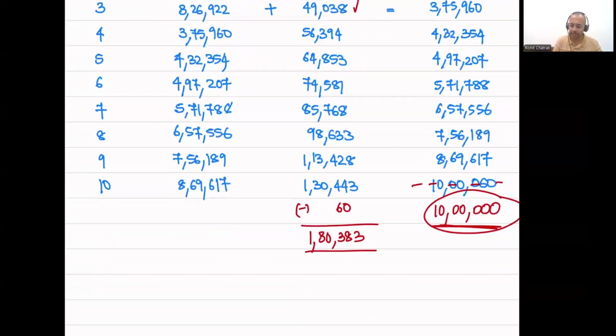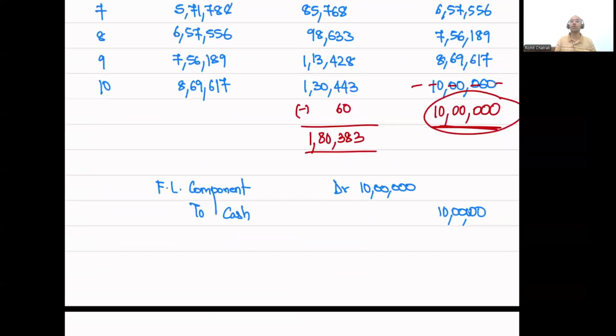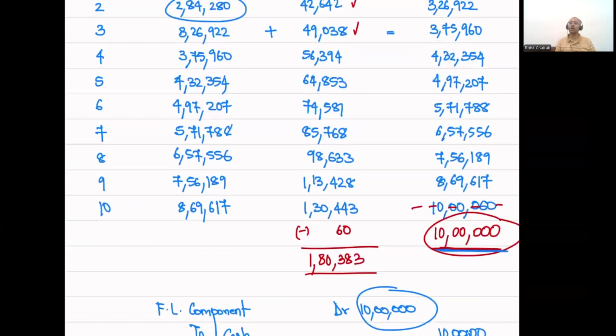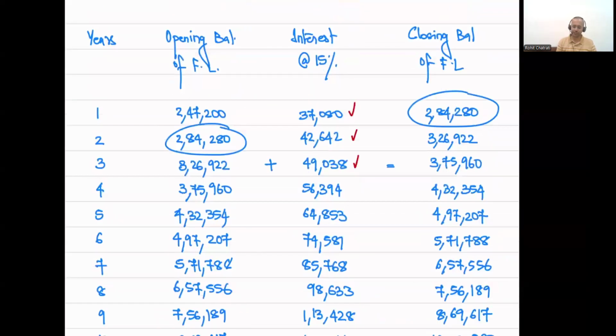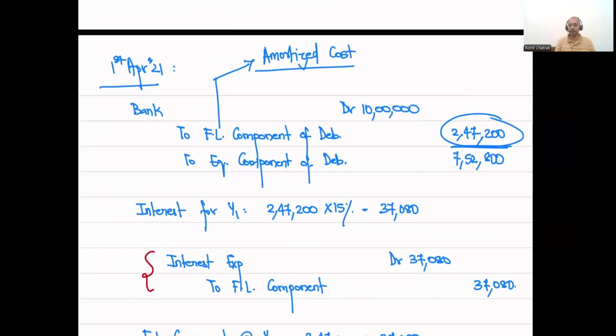When I make the payment, the journal entry is obviously going to be: I debit financial liability component by 10 lakh rupees and I credit cash by 10 lakh rupees. Therefore, the financial liability component would then go down to zero. I had a credit balance of 10 lakhs and now I'm debiting 10 lakh rupees and therefore it's going to go down to zero after the payment of cash. That is with respect to subsequent recognition of the financial liability component.